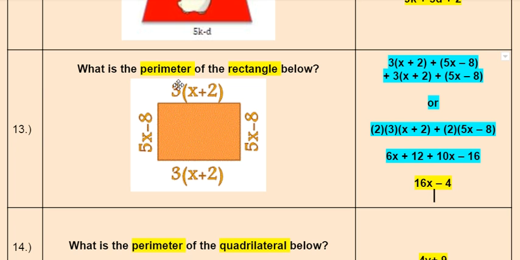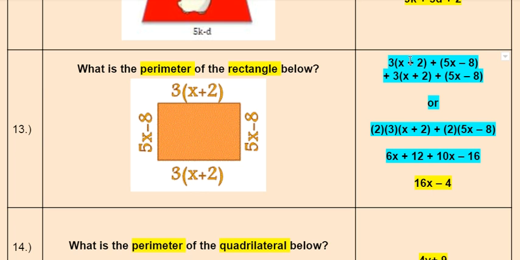The top and the bottom are both 3 times x plus 2, and the left and the right are both 5x minus 8. And remember, our definition of a rectangle is 2 pairs of opposite sides that are equal and 4 right angles in the corners, which we have, right? So we can write that out as 3x plus 2 and 5x minus 8 and 3x plus 2 and 5x minus 8, just like we did here.